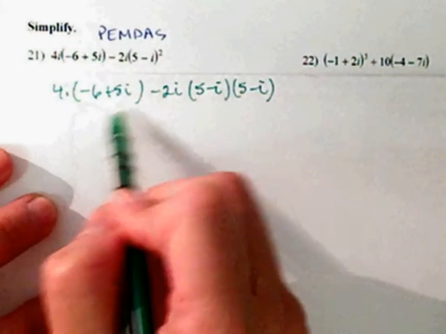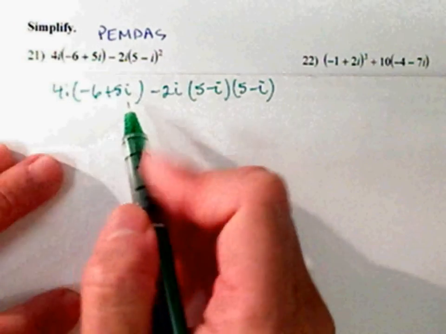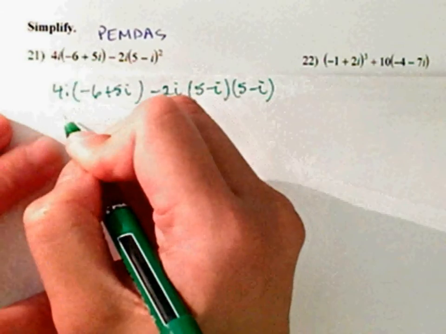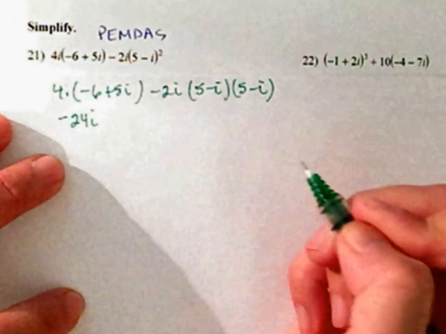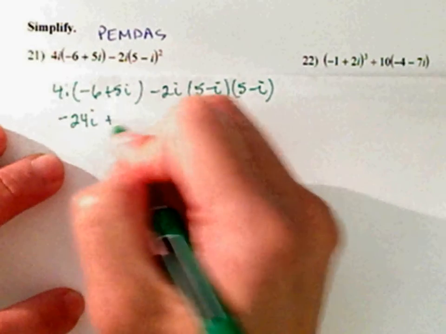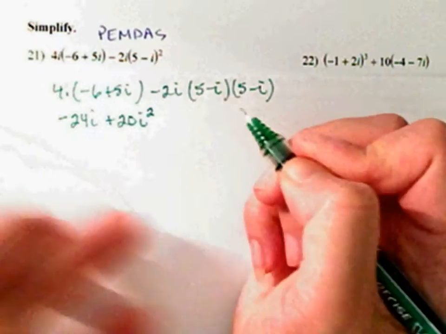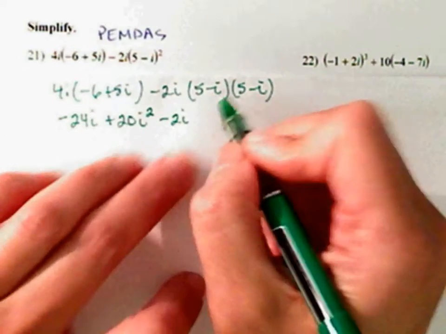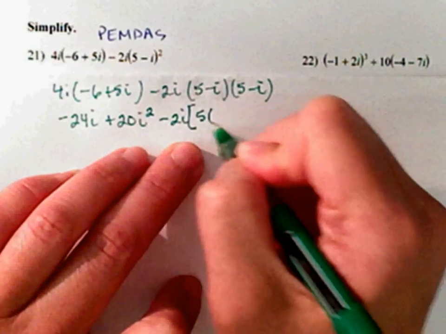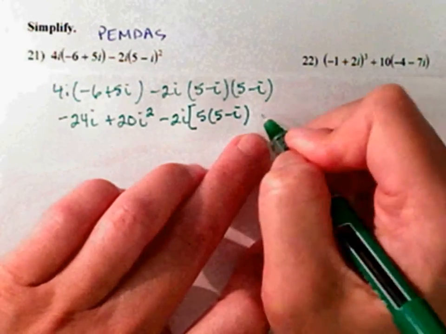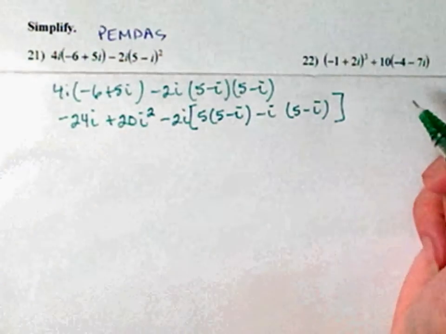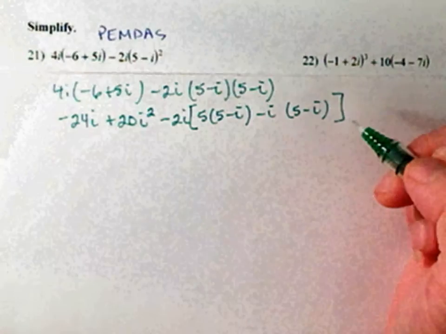Now you can go ahead and take care of these if you like, which I'm going to do. 4i times negative 6 comes out to be negative 24i. Okay? 4i times positive 5i is plus 20i squared. Now I'm going to bring this down and I'm going to go ahead and distribute this one. So now you have 5 times 5 minus i times 5 minus i. Okay? The bracket just means a parentheses within a parentheses.